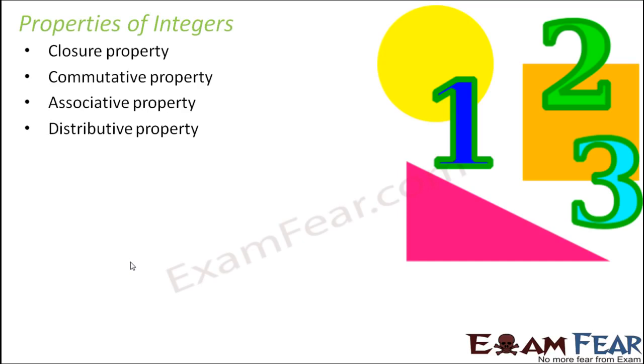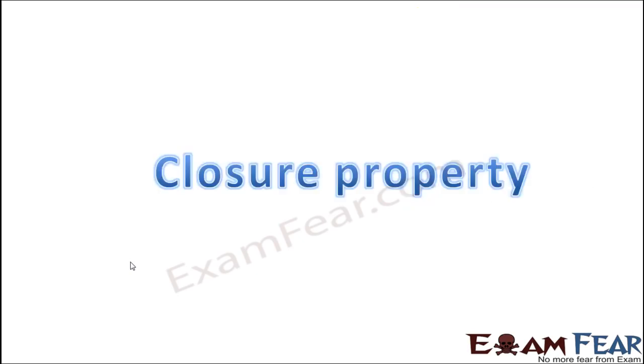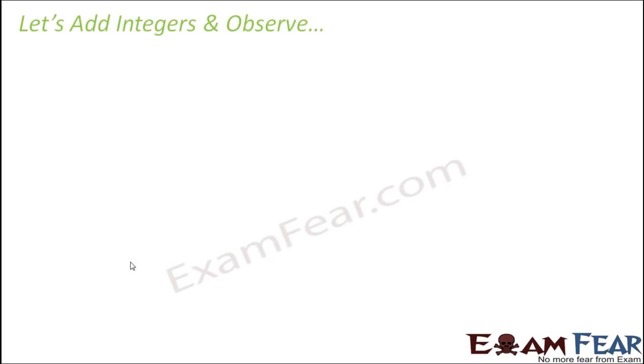You have learnt about these properties for whole numbers in your previous class. So this time we will learn about the same properties but for integers. So let's start with closure property. So what is closure property? It talks about the fact what happens when we add integers. Do we always get integers, or sometimes we also get numbers which are not integers? So let us add and see.